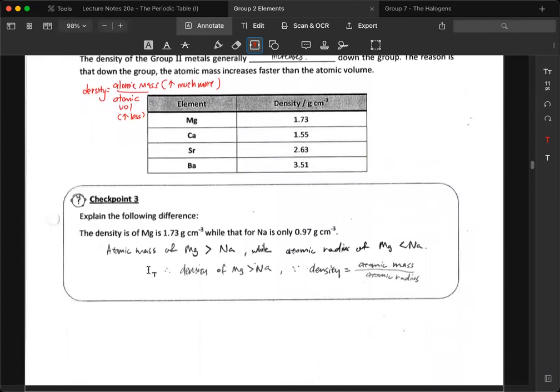This explains the difference: the atomic mass of magnesium is higher, and the atomic radius of magnesium is lower. Since density is related to atomic mass over atomic volume, the density of magnesium should be higher. Something like that to reason it out.